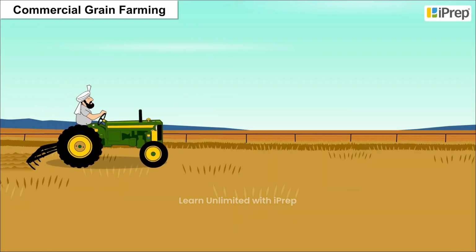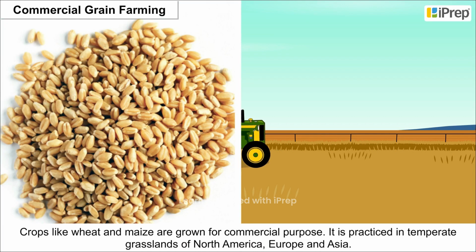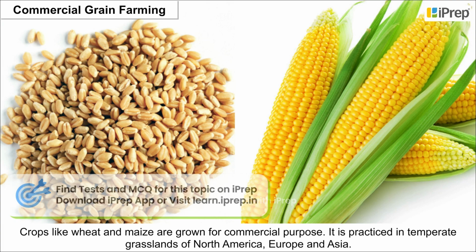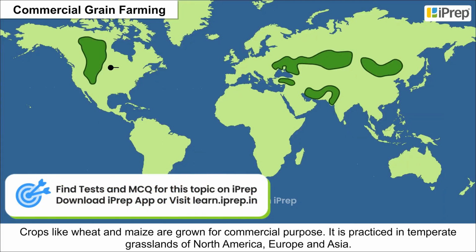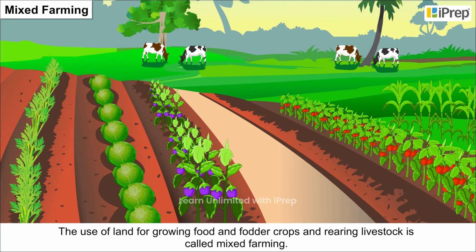Commercial grain farming. In commercial grain farming, crops like wheat and maize are grown for commercial purpose. It is practiced in temperate grasslands of North America, Europe and Asia. Mixed farming, the use of land for growing food and fodder crops and rearing livestock, is called mixed farming.